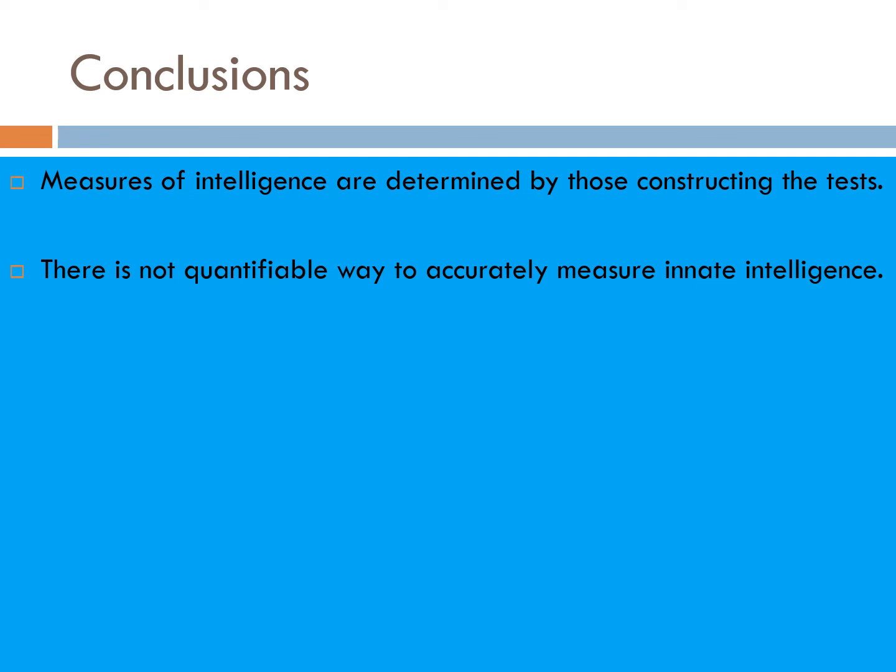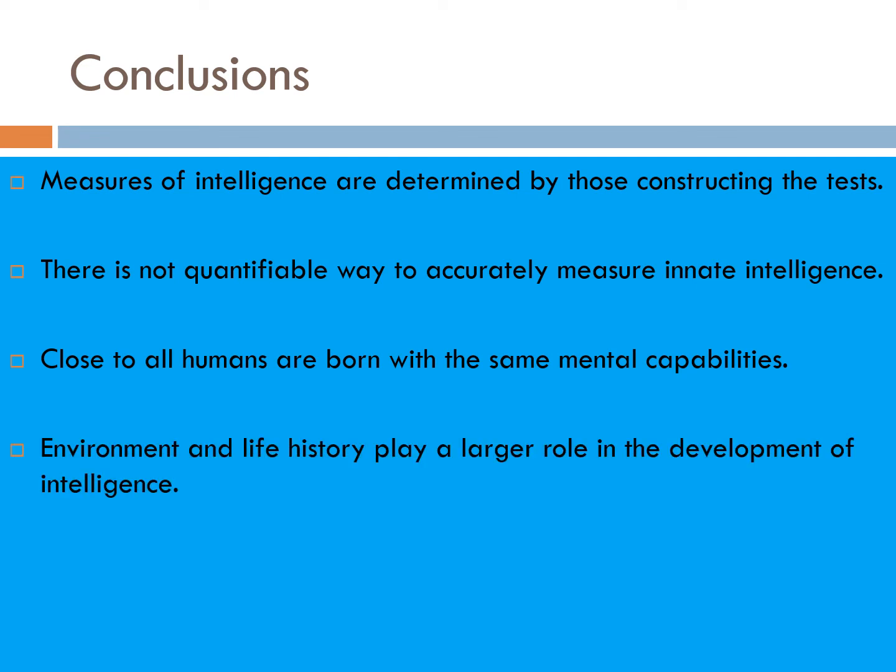There is no such thing as innate intelligence. As humans, we are all born with the same basic capabilities. It's where environment and rearing play a role that really starts to diverge people in terms of levels of intelligence, right? So humans are in essence born with all the same mental capabilities. It's environment and life history that play a larger role in the development of intelligence. So intelligence, of course, is best viewed from a relativistic perspective.